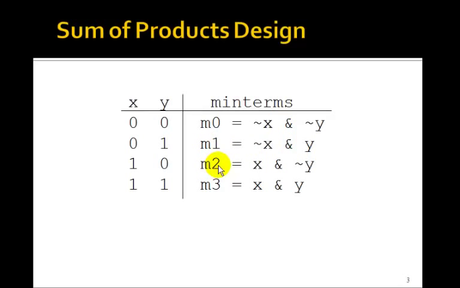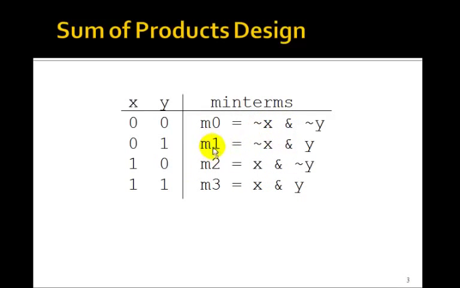How do we make M2 1 if x is 1 and y is 0? Well, x is already 1, so we just leave it. y is 0, so we need to NOT it, so x and NOT y would be 1 if x is 1 and y is 0. Of course, if they're both 1 coming in, then we can just say x and y, because 1 and 1 will be 1. So these are the definitions of minterms.